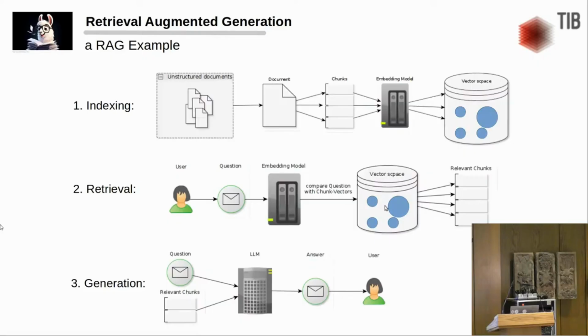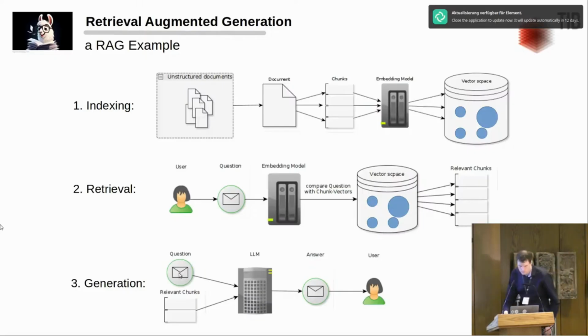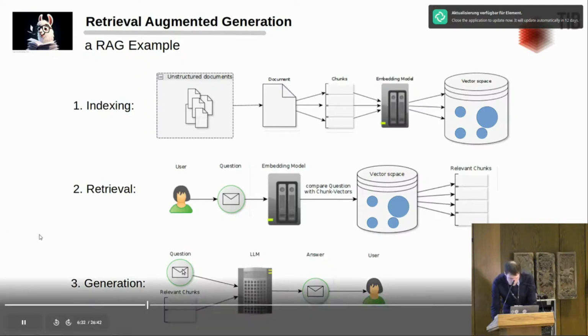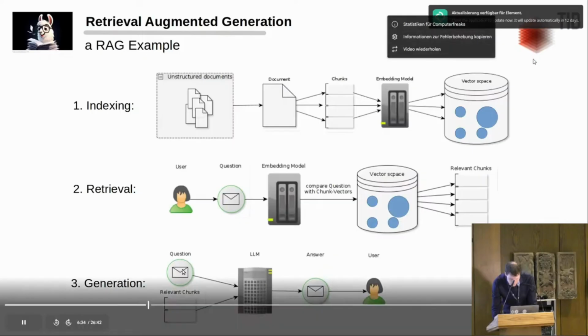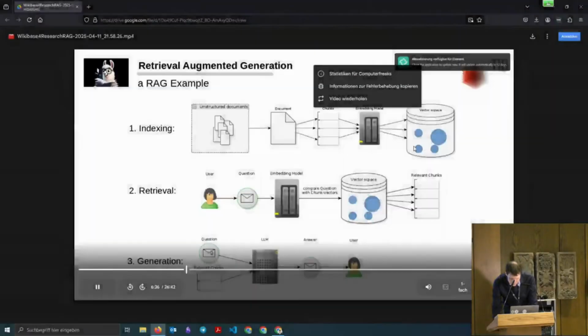So we will search for chunks that are most similar, semantically similar to our question. And our hope is then that these are the relevant chunks that contain information to answer the question. And then in the end, instead of providing just the question to the large language model, we provide the question, the relevant chunks, and the task to generate a meaningful answer using only information from the chunks. And this answer can then be provided to the user.